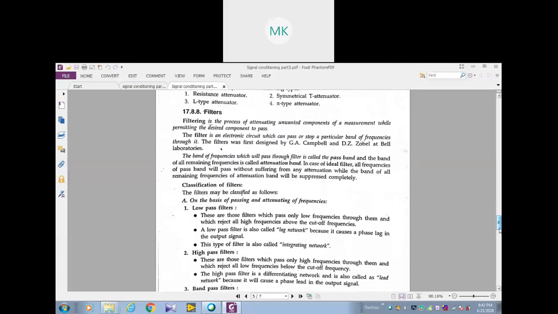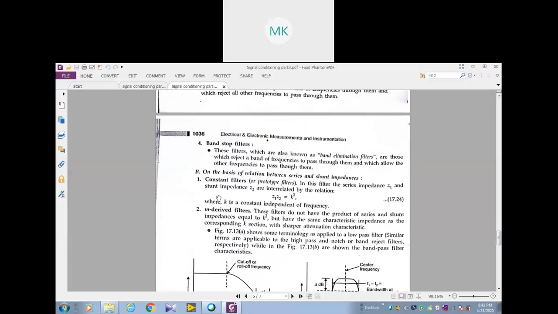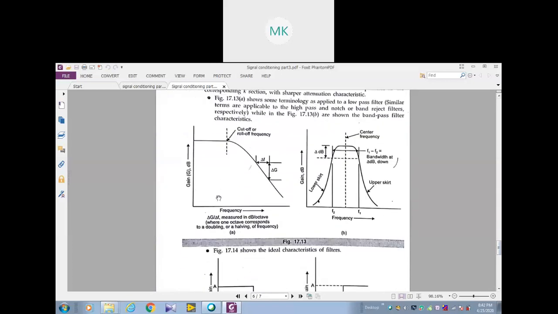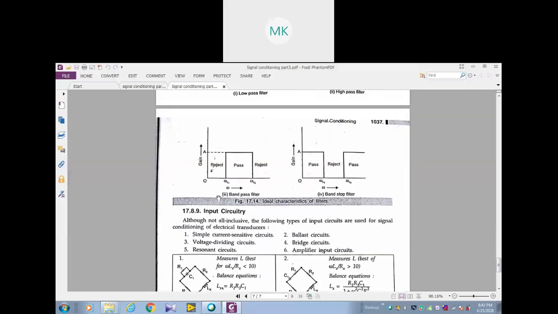Next, filters. You are familiar with filters. What is a filter? Allowing some signals and blocking other signals, that is a filter. Low pass filter, high pass filter, band pass filter, band stop filter, you are familiar with these. Now these are the different graphs for the filters. You just go through it. Any doubt, you can ask.